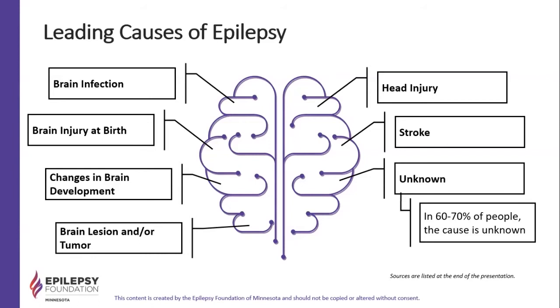We also know that sometimes seizures occur years after the cause, which might be a head injury or things of that nature. So it might be that years have passed and the physician or healthcare provider isn't willing to put the two together as the causation. And so there's lots of work being done to bring that 60 to 70% unknown causation down.